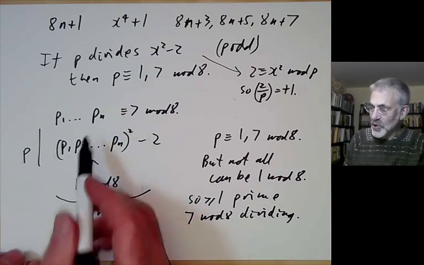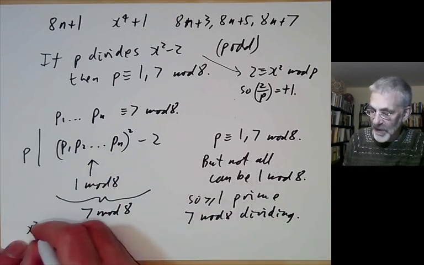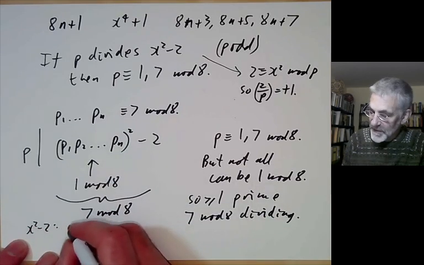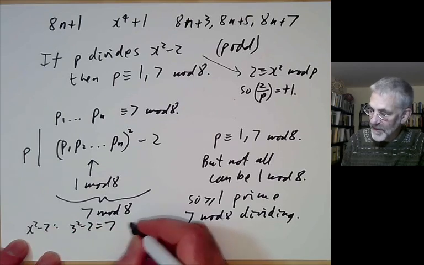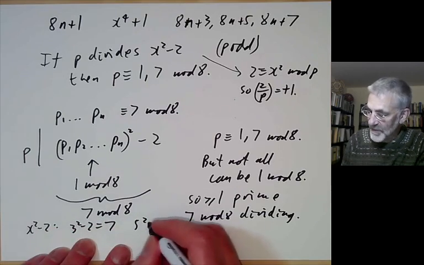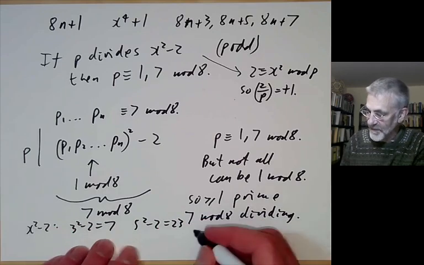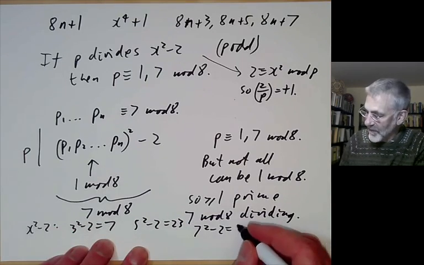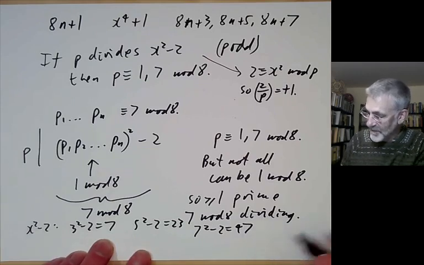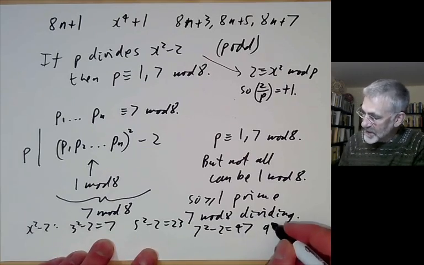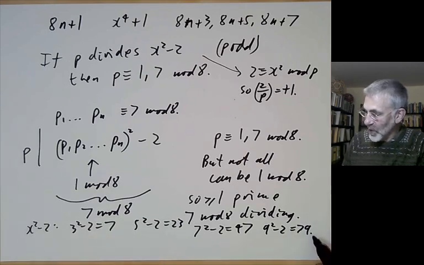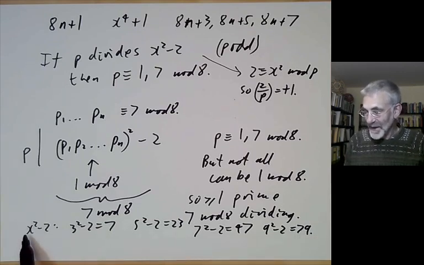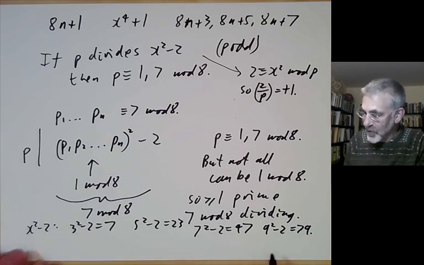So let's actually try a few examples of x squared minus 2. We have 3 squared minus 2 is 7. That's 7 mod 8. 5 squared minus 2 is 23. That's 7 mod 8. 7 squared minus 2 is 47. That's 7 mod 8. 9 squared minus 2 is 79. That's 7 mod 8. In fact, it seems to be a rather good way of producing primes; x squared minus 2 rather often seems to be prime.